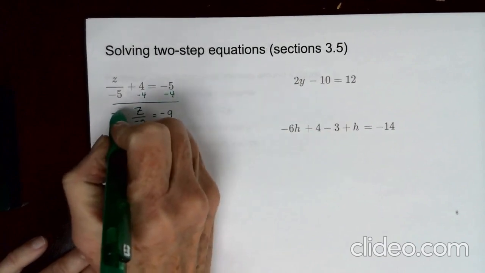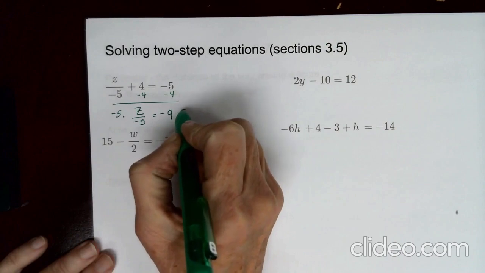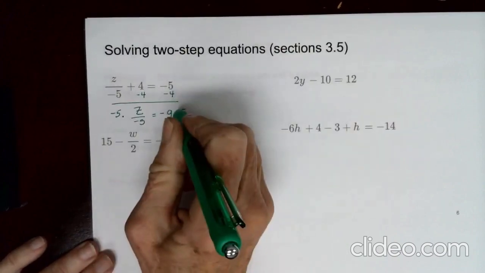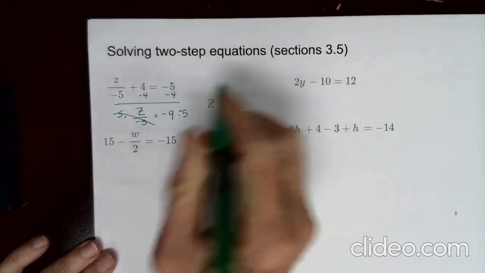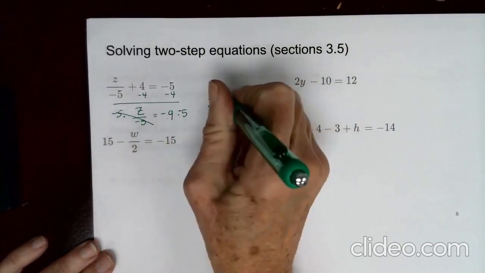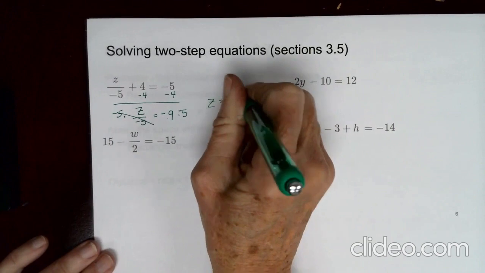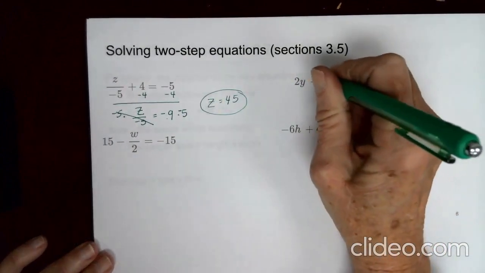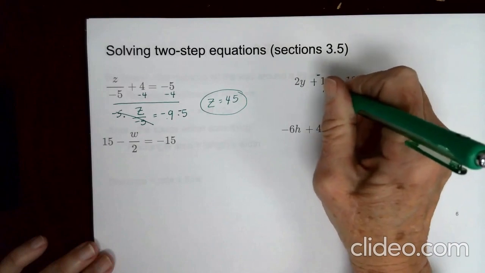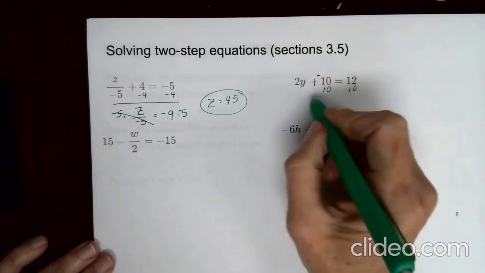I would multiply both sides by negative 5. I didn't quite leave myself enough room. And I'm going to get Z equals negative 9 times negative 5, which is positive 45. Over here, I'm going to add the opposite of the second number. So I'm going to add a positive 10 to get rid of it.